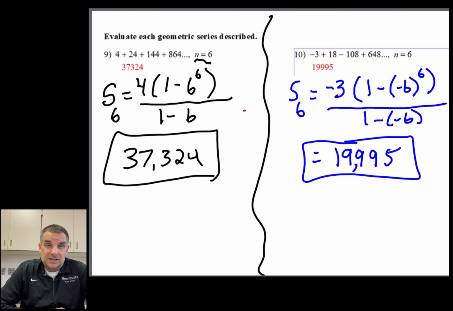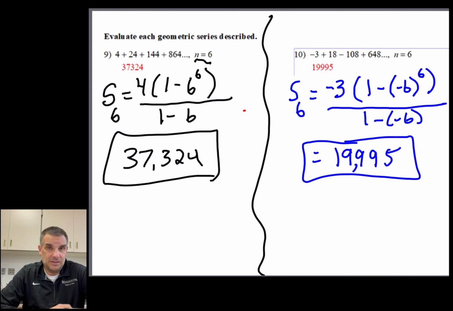Make sure you can put this in on your calculators. Obviously, you have to be really careful with this one. It's negative 3, and then you have to put the parentheses in your calculator, and I would do it just how I did it up there. 1 minus, then a parentheses, minus 6, close parentheses to the 6th power, close parentheses, and then divided by 1 minus negative 6. But again, it's minus negative 6, so remember you divide by 7 in here. Pay attention to that. Make sure you get that answer before you go on.